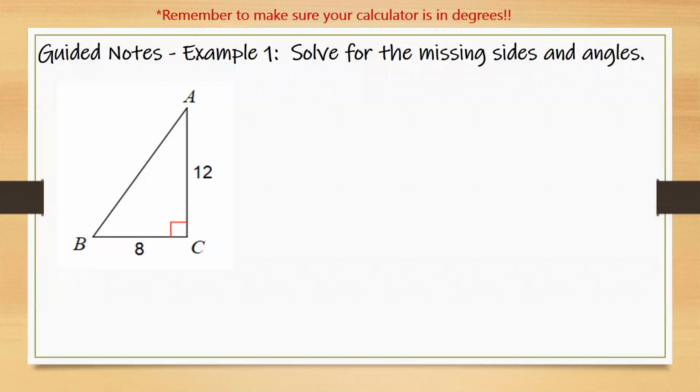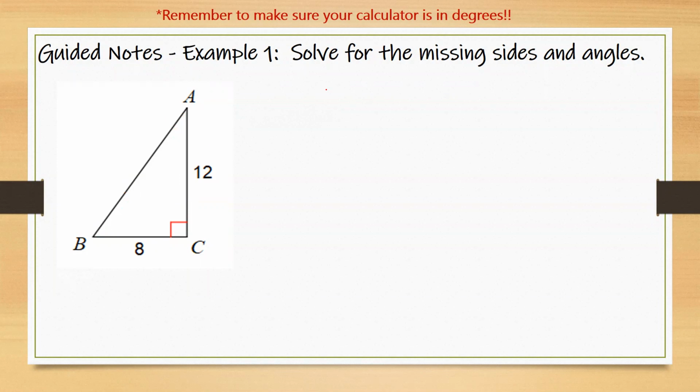Get out your guided notes. We have 4 examples that we're going to do in our guided notes. So we have this picture right here, and it says solve for the missing sides and angles. As you can see, we have 2 of the sides. We have AC and we have BC. So at the end of this problem, I need to figure out what AB is, and then I also need to figure out the angles of A and B.